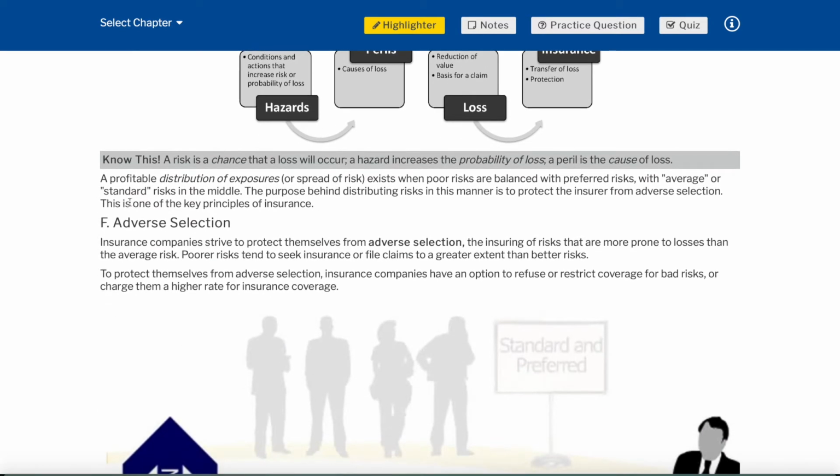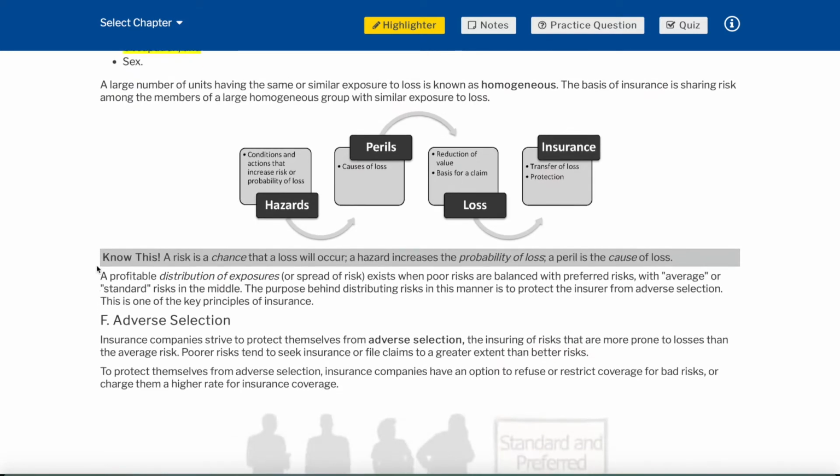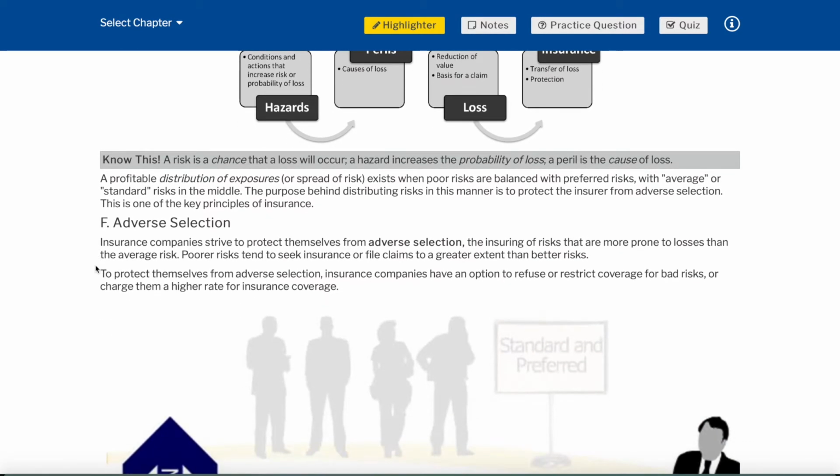Know this: a risk is a chance that a loss will occur. A hazard increases the probability of loss. A peril is the cause of loss. A profitable distribution of exposures or spread of risk exists when poor risks are balanced with preferred risks, with average or standard risks in the middle. The purpose behind distributing risks in this manner is to protect the insurer from adverse selection. This is one of the key principles of insurance.